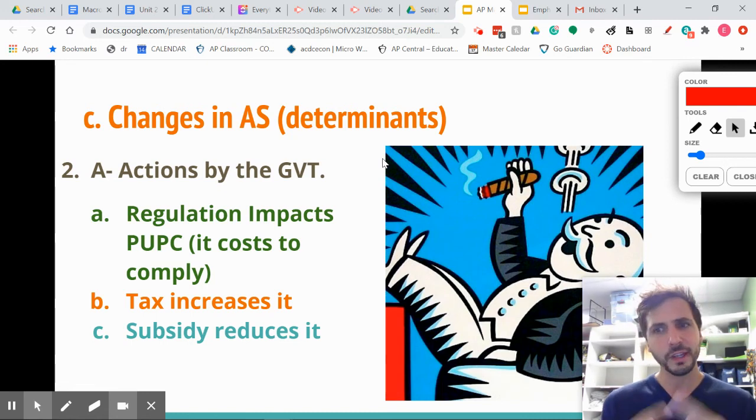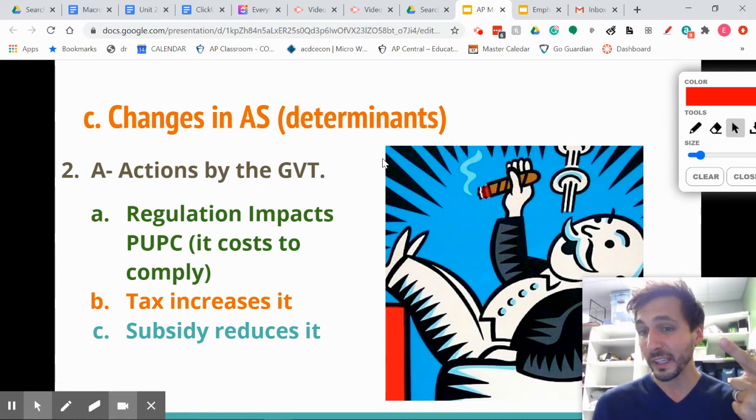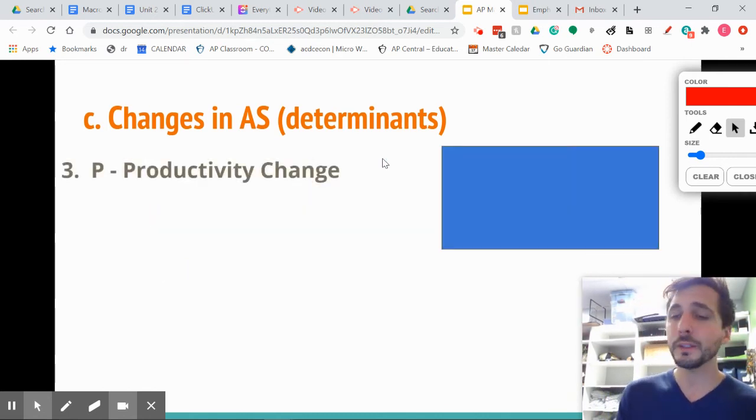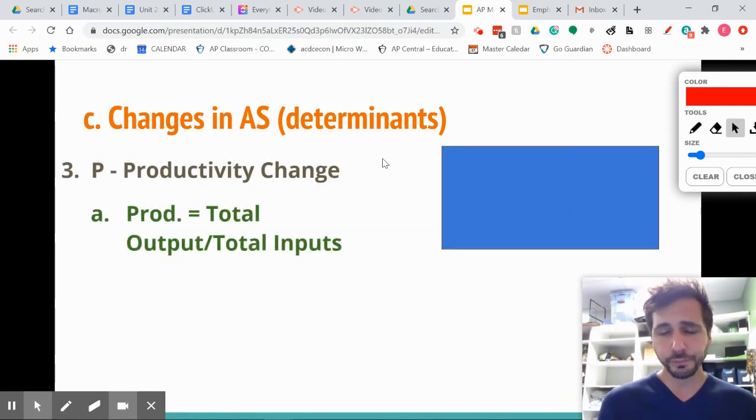You should notice these are very similar to the determinants of supply in markets. We're just applying them to the economy as a whole. Those are resource prices, and A, actions of the government, which is regulation or deregulation, taxes or subsidies. Our final one is P, productivity change.